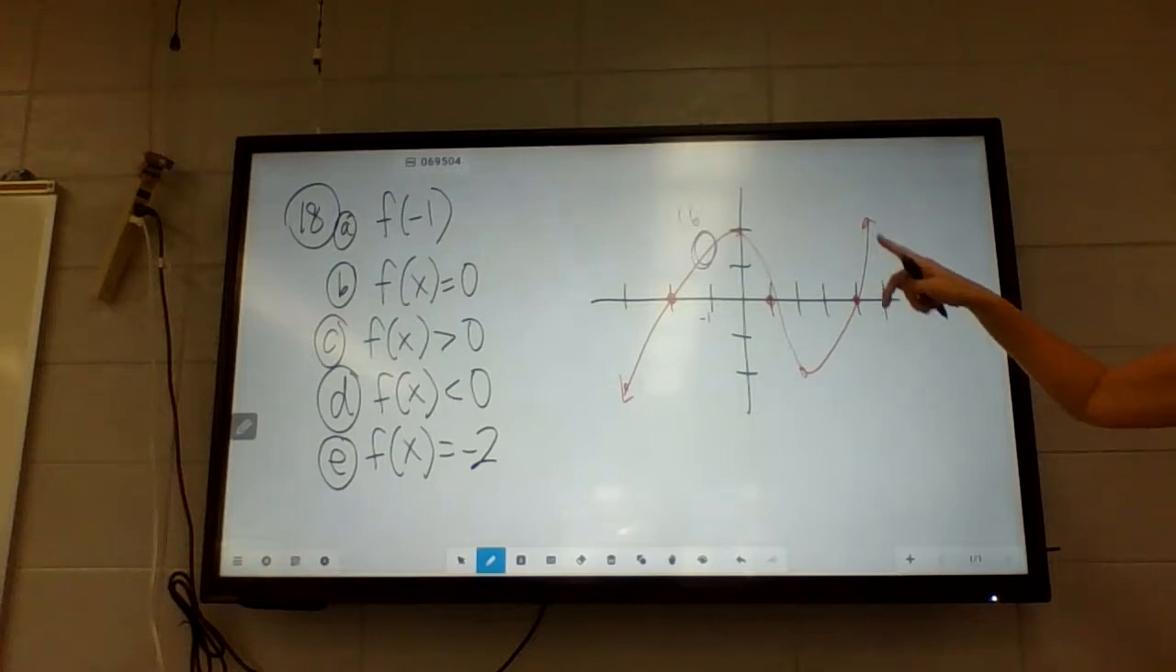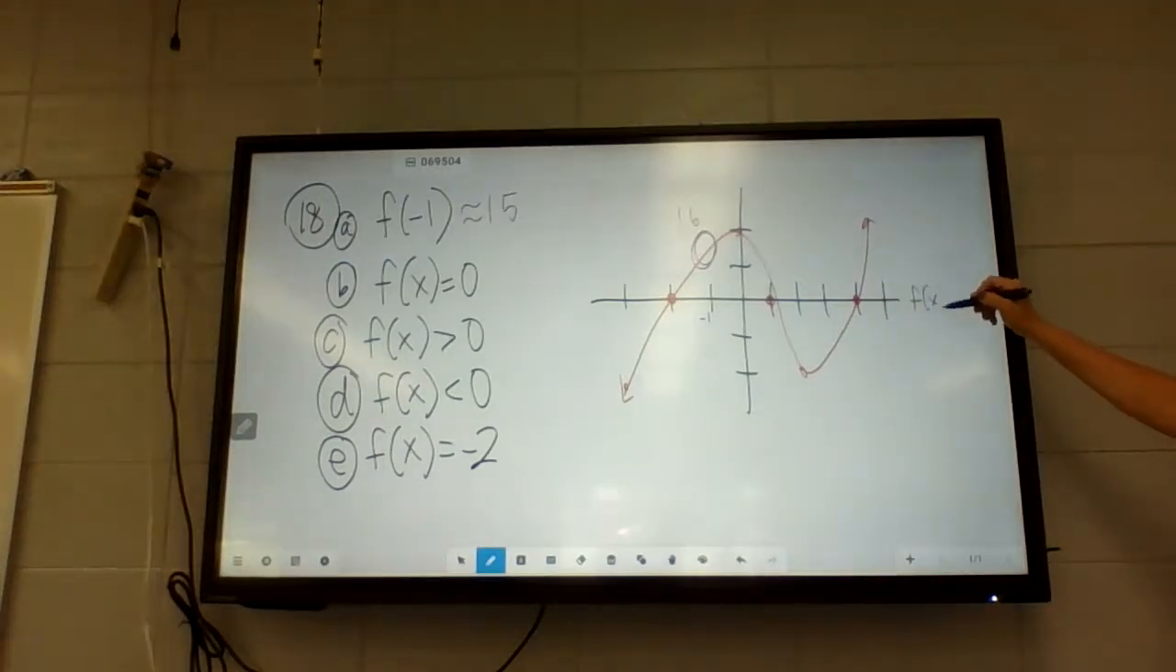So for what values does the function f of x equal 0? So this is asking, where does the graph equal 0? And 0 is this horizontal line. So this is where f of x equals 0.